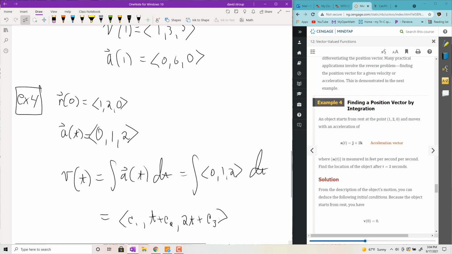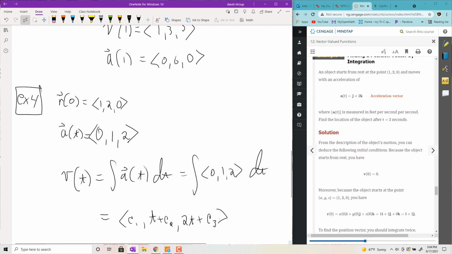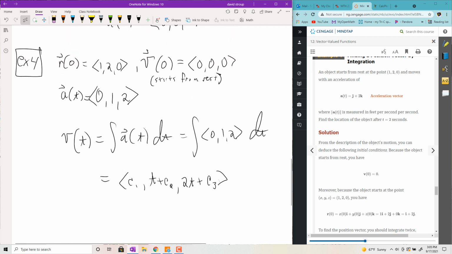the object is starting from rest. So that gives you the initial velocity. So let me just amend this and put the initial velocity as 0. Starting from rest, that's what that means. Okay, so we should be able to just equate the components of this initial condition here with the velocity vector that I just recovered from the acceleration vector.